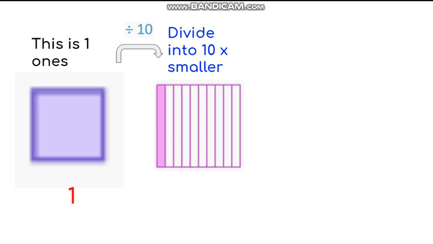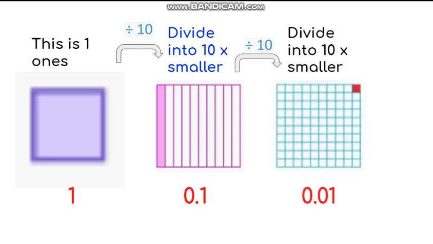So let's start with this one. We have a square here. I have one whole square, where I cut it into 10 smaller parts, like that. So this one, we call 0.1 because there is only one part that we shade out of 10 parts that we have. Then we cut it again into 10 smaller parts, so it becomes 100 small parts, and I color only one part red over there, so it's going to be 0.01.